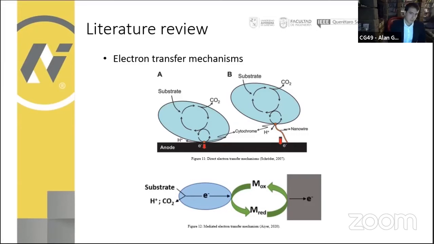There is another one, which is mediated electron transfer, in which we have a molecule that can be constantly oxidized and reduced in our solution. This molecule travels to our microorganism. It gets reduced by the electrons that our microorganism produces, and then it travels to the electrode to get oxidized, delivering the electrons that our microorganism produced.